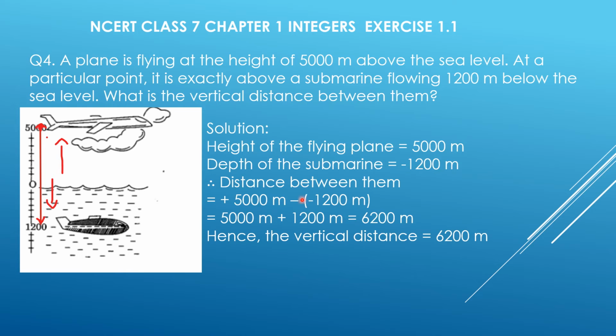So the distance between them is 5000 meter minus of minus 1200 meter. Since we are coming to identify the distance from plane to submarine, we have to come down below the sea level. That is the reason we have to subtract the depth of the submarine. So 5000 meter minus of minus 1200 meter is equal to 5000 meter, what is minus into minus? Plus 1200 meter, which is equal to 6200 meter. So hence the vertical distance between plane and the submarine is 6200 meter.